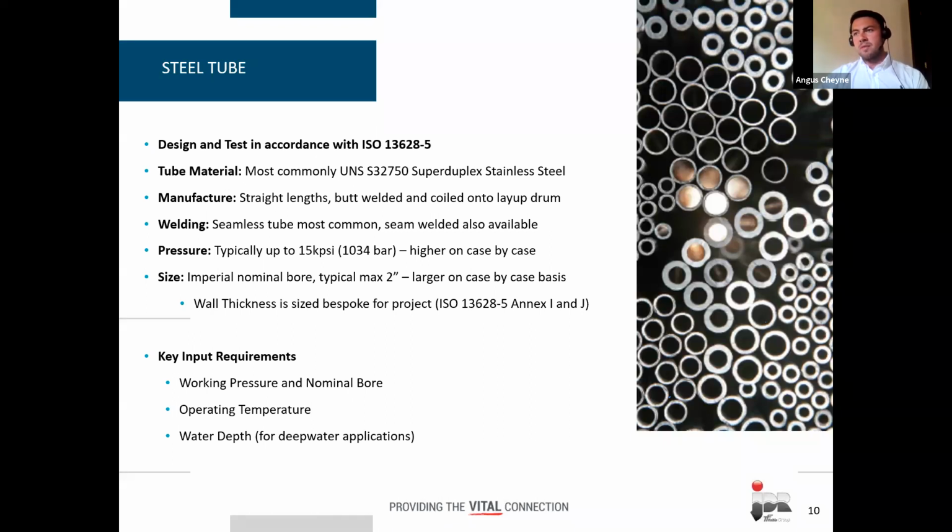The way that these tubes are manufactured is that the steel tube supplier generally manufactures these in short lengths, around 10 meters long. These are then butt welded together, and then they're coiled onto a layup drum that comes into JDR, and we then put that onto our layup machine and lay it up. So that is the seamless type manufacture, which is most common. However, seam welded tube is also available, whereby the straight lengths that are made are much longer as they're manufactured with seam welding, but then those longer lengths are still butt welded together. So essentially you end up with the same butt welds, but a reduced frequency.